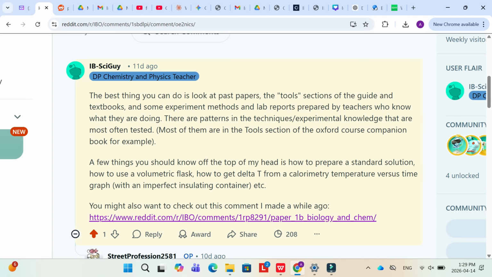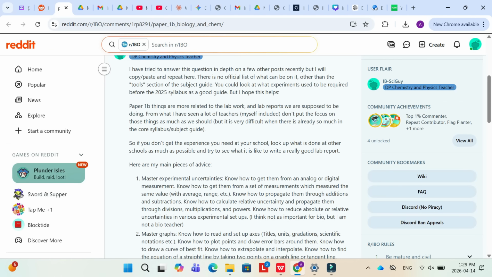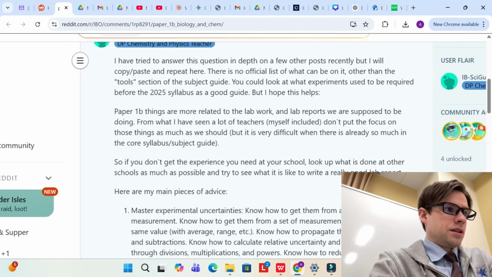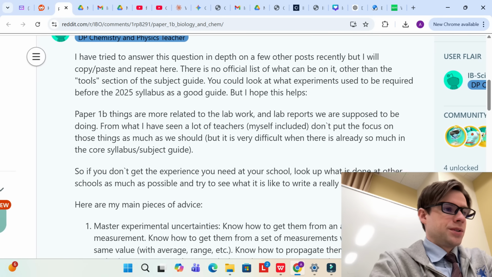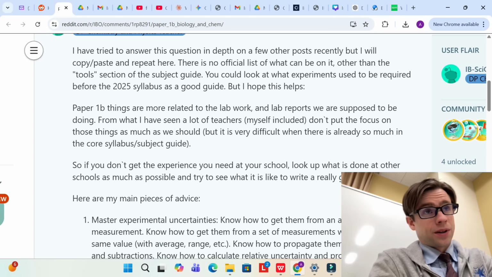Then I say you can also check out this comment I made a while ago. So a couple months before that, I think I also made another summary. So there's no official list of what will be on paper 1B, other than it focuses on the tools section of the subject guide. But one good thing you can do is look at what experiments used to be required before the 2025 syllabus.